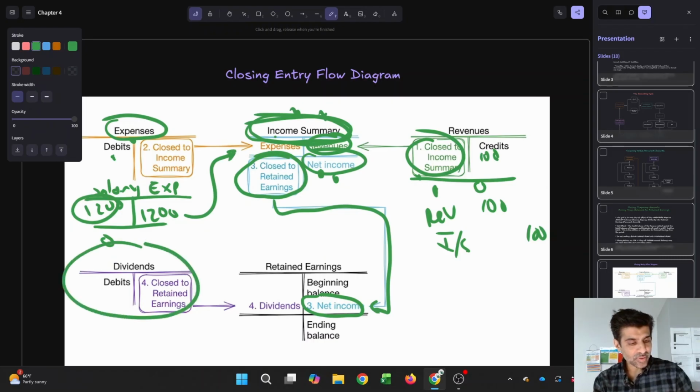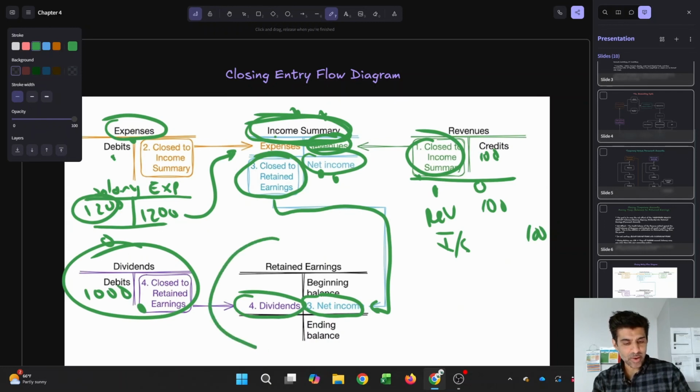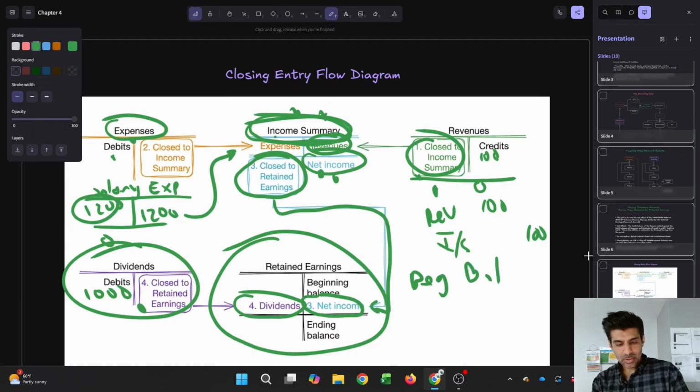And then finally we close dividends. Just like we would have, say, $1,000, we paid dividends this period. I need to credit dividends, and then I'll debit retained earnings. And so you can see this is essentially my statement of retained earnings. We have a beginning balance. I'm adding my net income, assuming it's positive. We didn't make a loss. And I'm subtracting my dividends because it's a debit. And I'm getting an ending balance.